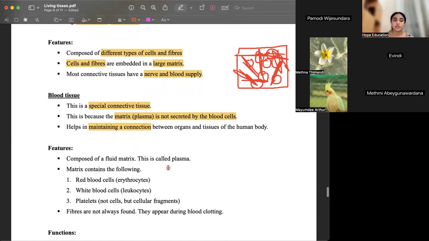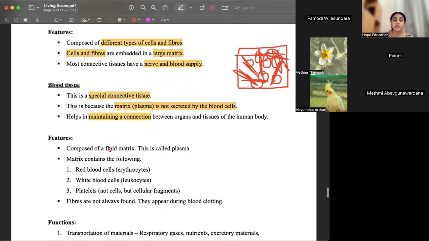Let's look at the features. Composed of a fluid matrix. This is called plasma. In blood, all the cells are embedded in a liquid, kind of like water, though not quite so watery, but kind of watery. It's a liquid matrix, a fluid matrix. That matrix we call plasma.